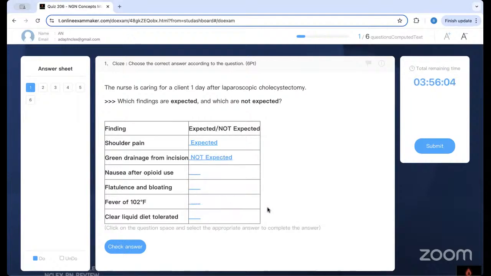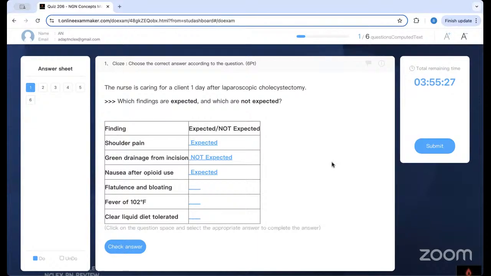It's a problem. You can change expected and not expected into your own words. Sometimes people get confused about it. When they give you something like this, if expected and not expected is confusing you, change it into concerning or not concerning. If that's what you think you should, right? So shoulder pain is not concerning, so it's an expected finding, right? Green drainage from the incision is concerning, so it's not expected. I don't expect that. If I give you opioid, you're going to have what? Nausea. I'm not worried about it.